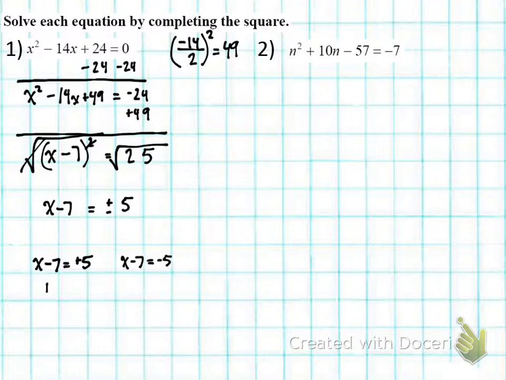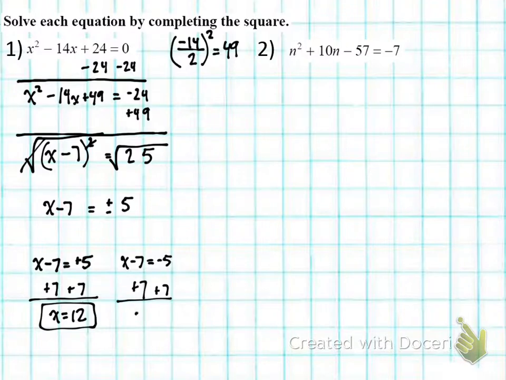Now we're going to solve each of these. Add 7 on both sides, so x is equal to 12. That's your first answer. And then over here we're going to add 7 on both sides, so x is equal to 2. Okay, and those are your two answers.